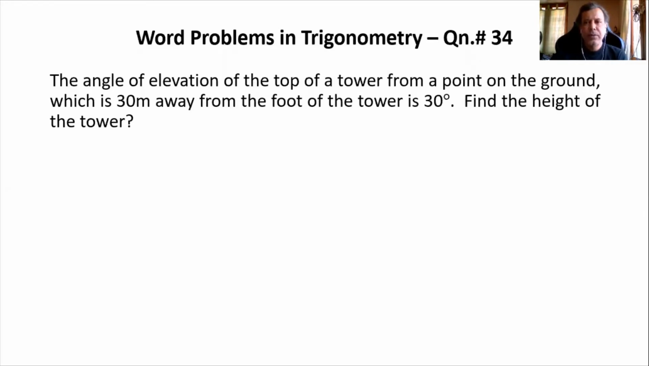So let's go to question number 34. It reads: the angle of elevation of the top of a tower from a point on the ground, which is 30 meters away from the foot of the tower, is 30 degrees. Find the height of the tower.